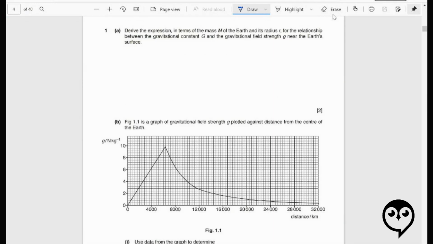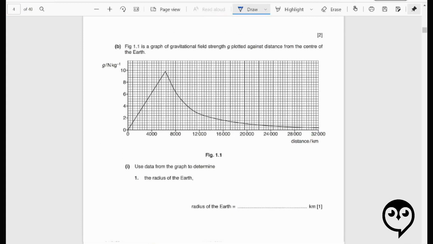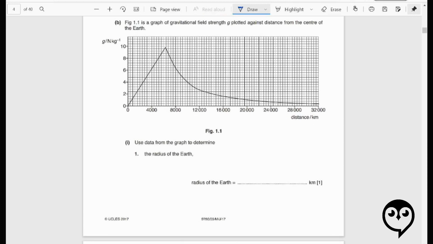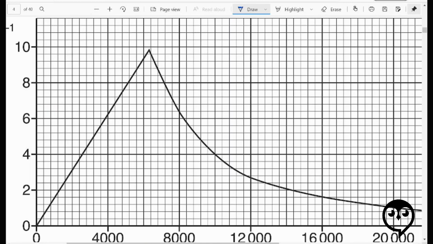Okay, this is a Cambridge Pre-U paper 3 from 2017. This is a graph of gravitational field strength, G, plotted against distance from the center of the Earth. We can see here that from 0, from the very center of the Earth, up till a little over 6,000, that's the radius of the Earth, it's increasing at a constant rate. It's directly proportional to the distance, and we get up almost to 10, so that's our 9.8. And then as you get further away, it drops off. Use this data on the graph to determine the radius of the Earth.